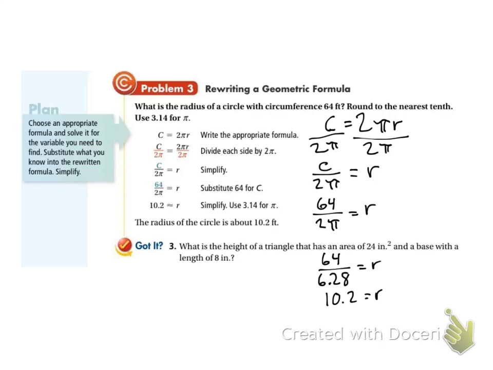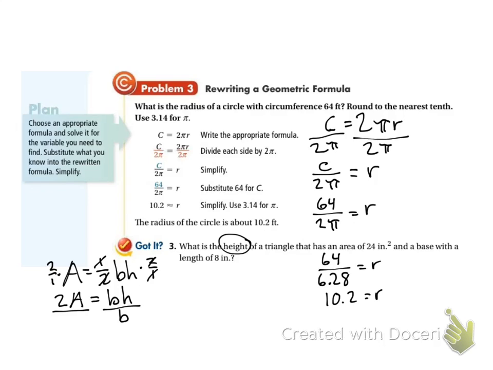What is the height of a triangle that has an area of 24 inches squared and a base with a length of 8 inches? So area for a triangle is 1/2 base times height. I'm trying to find the height, so I'm going to try to get h alone. To get rid of this 1/2, when there's a fraction out front of our variable, that's when I multiply by the reciprocal. So I'm multiplying by 2 over 1. So I get 2a, and these fractions cancel off. So 2a equals bh. And then I'll divide by b so that I get h alone. So I get 2a over b equals h.